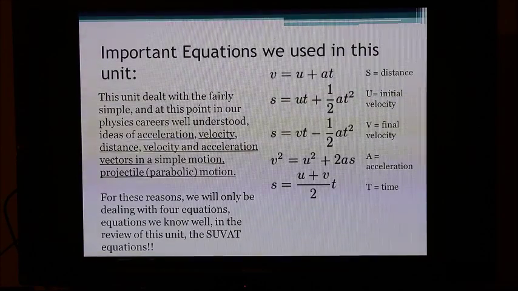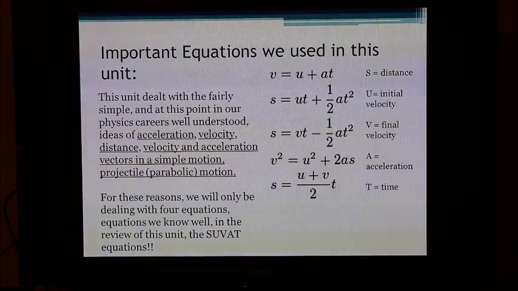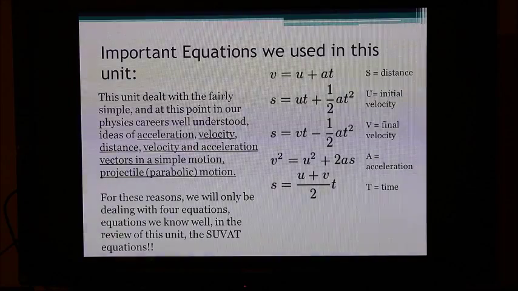And remember, just a quick review here, s is equal to distance or displacement, u is equal to the initial velocity, v is equal to the final velocity, a is equal to the acceleration, and t is equal to time. So it's pretty easy there. We've used these equations a lot.